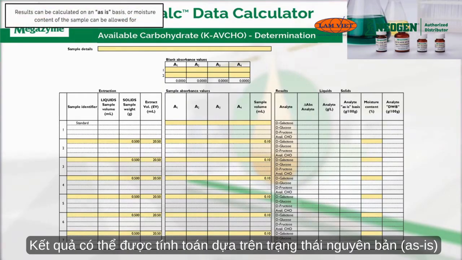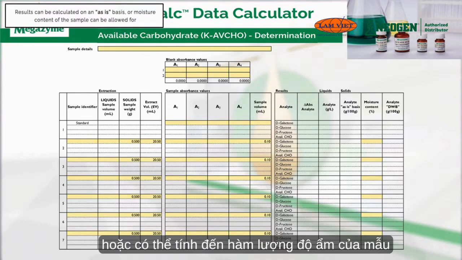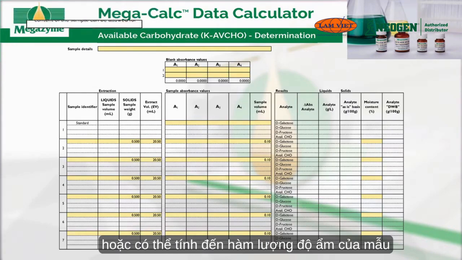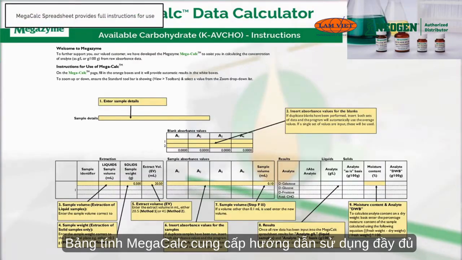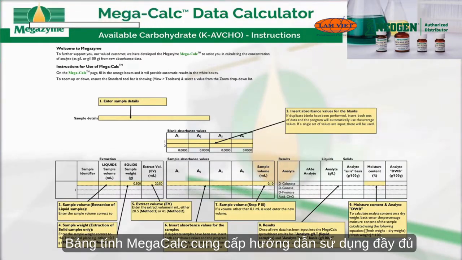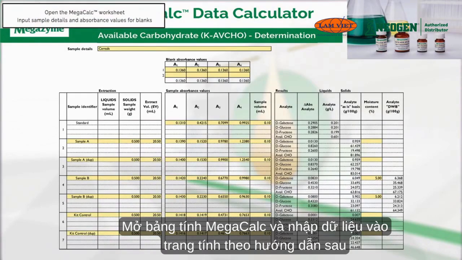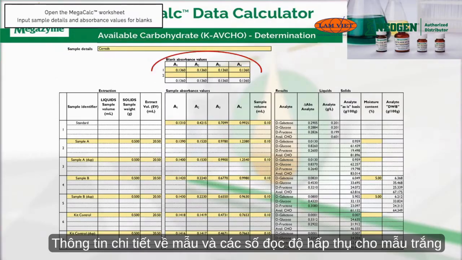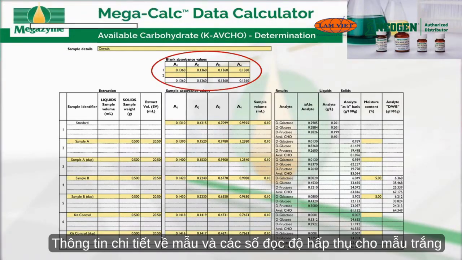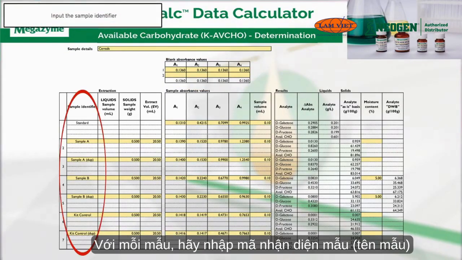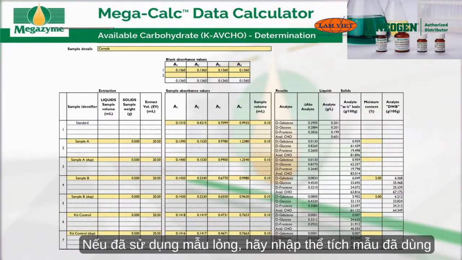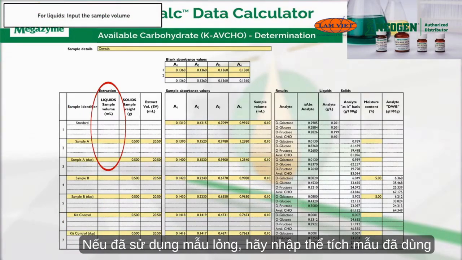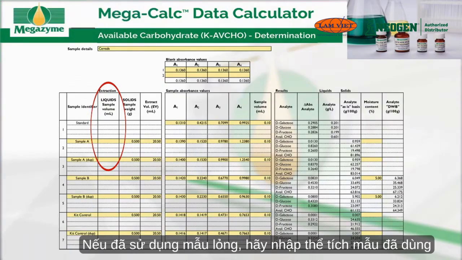Results can be calculated on an as-is basis, or moisture content of the sample can be allowed for. The MegaCalc spreadsheet provides full instructions for use. Open the MegaCalc worksheet and input the following: sample details, absorbance readings for the blanks. For each sample, input the sample identifier. If a liquid sample has been used, input the sample volume used.